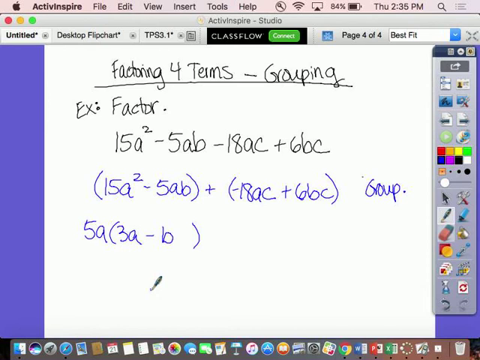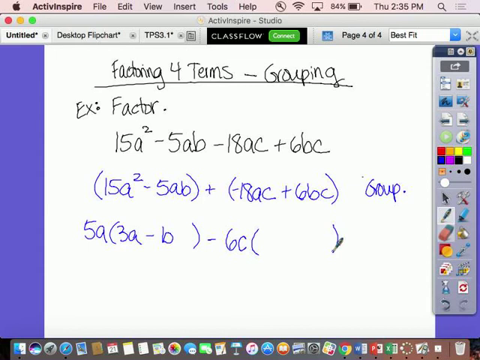All right. 18 and 6, what's the GCF? 6. And then they don't both have an A, but they both have a C. If you'll notice, negative 18 is the first term, so we're going to factor out a negative with our GCF. That is why I put the negative in the parentheses. You wouldn't have to, but I did.